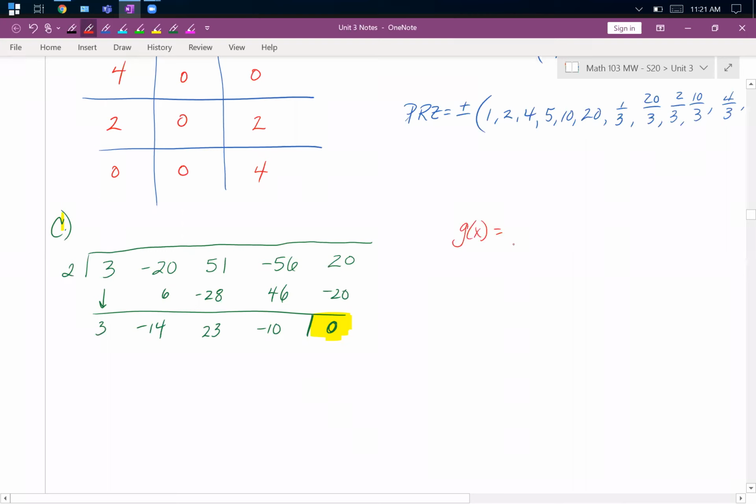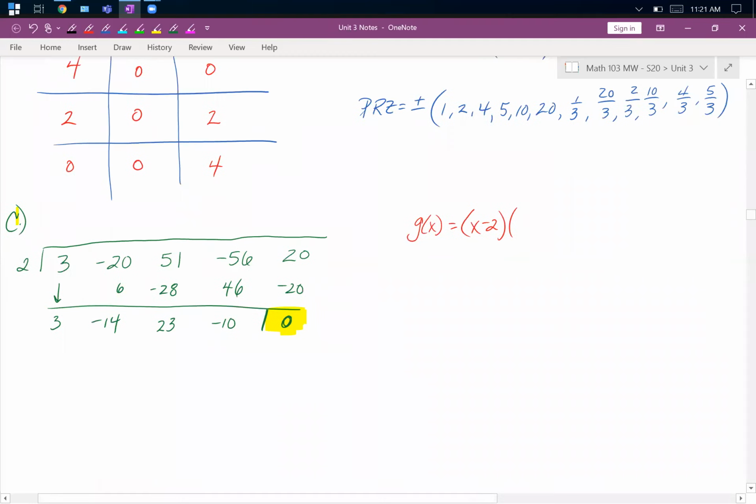All right, so 2 is the 0. What's the factor? X minus 2. And then the degree of our next factor. 3. It is going to be degree 3: 3x to the third minus 14x squared plus 23x minus 10.